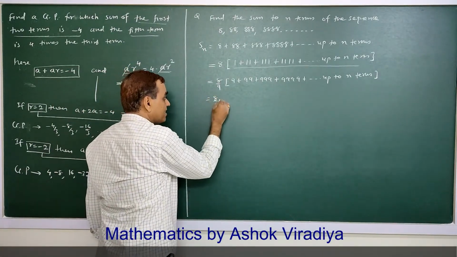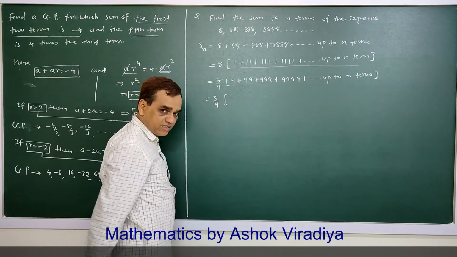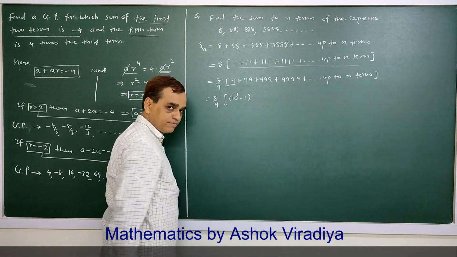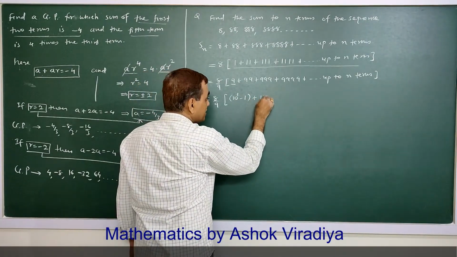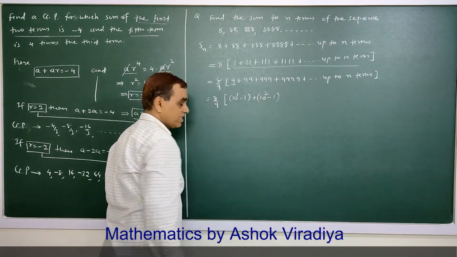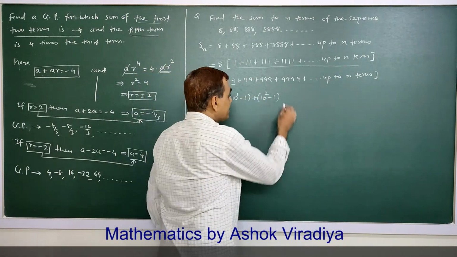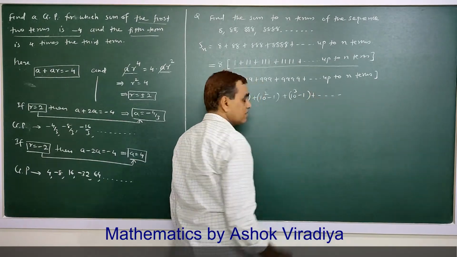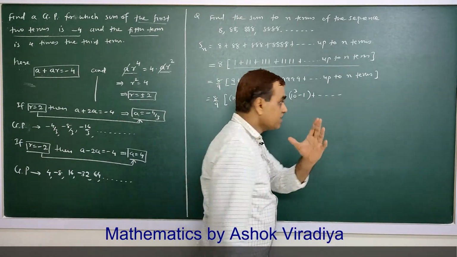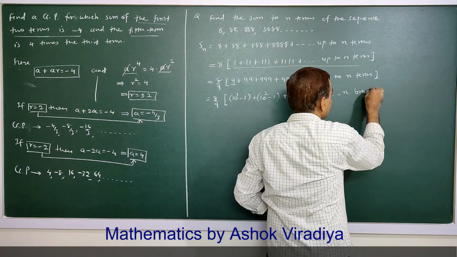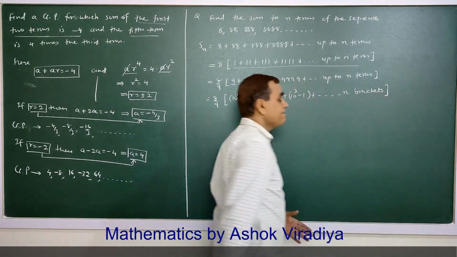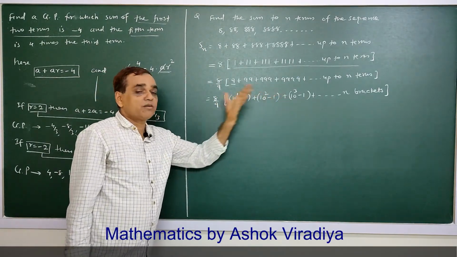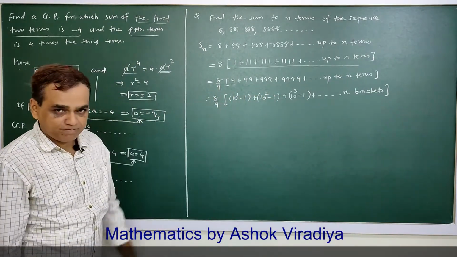Because after getting the series using 9, this 9 can be written as 10 raised to 1 minus 1. 99 can be expressed as 10 square minus 1. 999 can be expressed as 10 cube minus 1. Because these are n numbers, that means n brackets. For n numbers, every number can be expressed as a difference of such numbers. So these are n brackets.